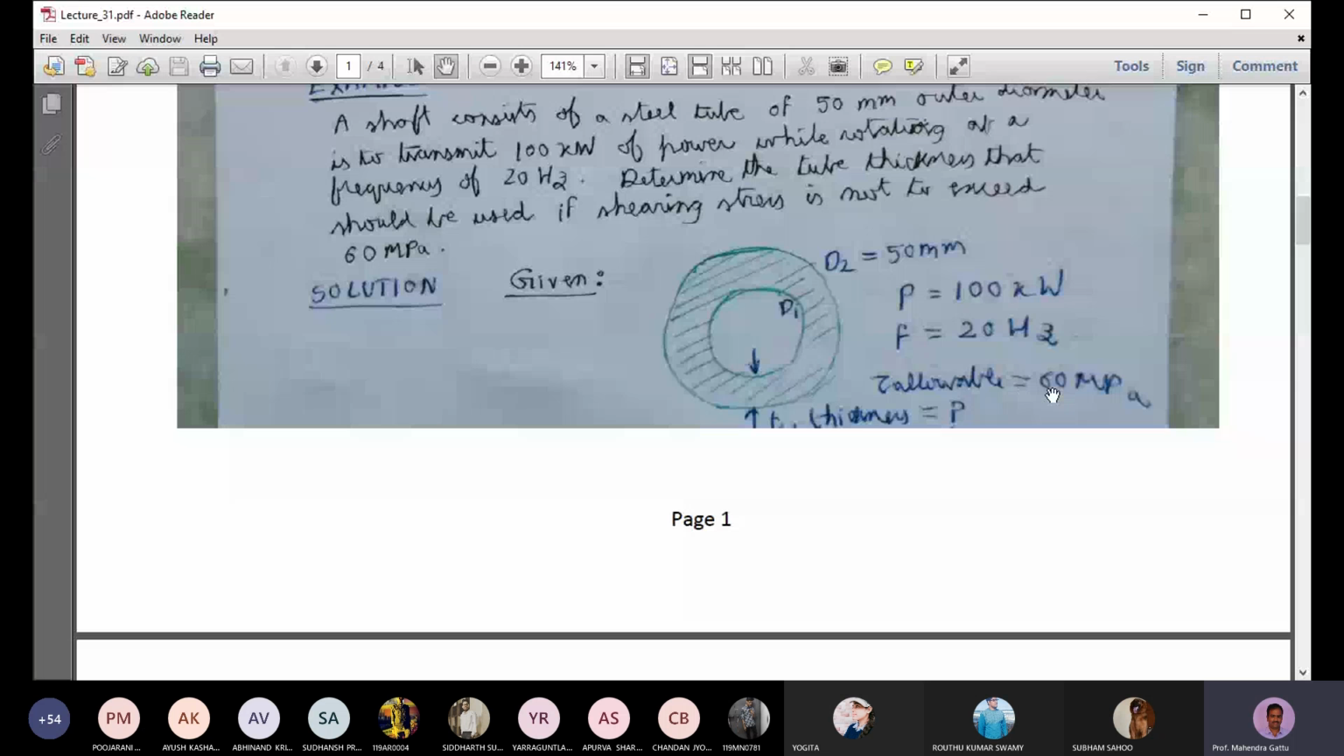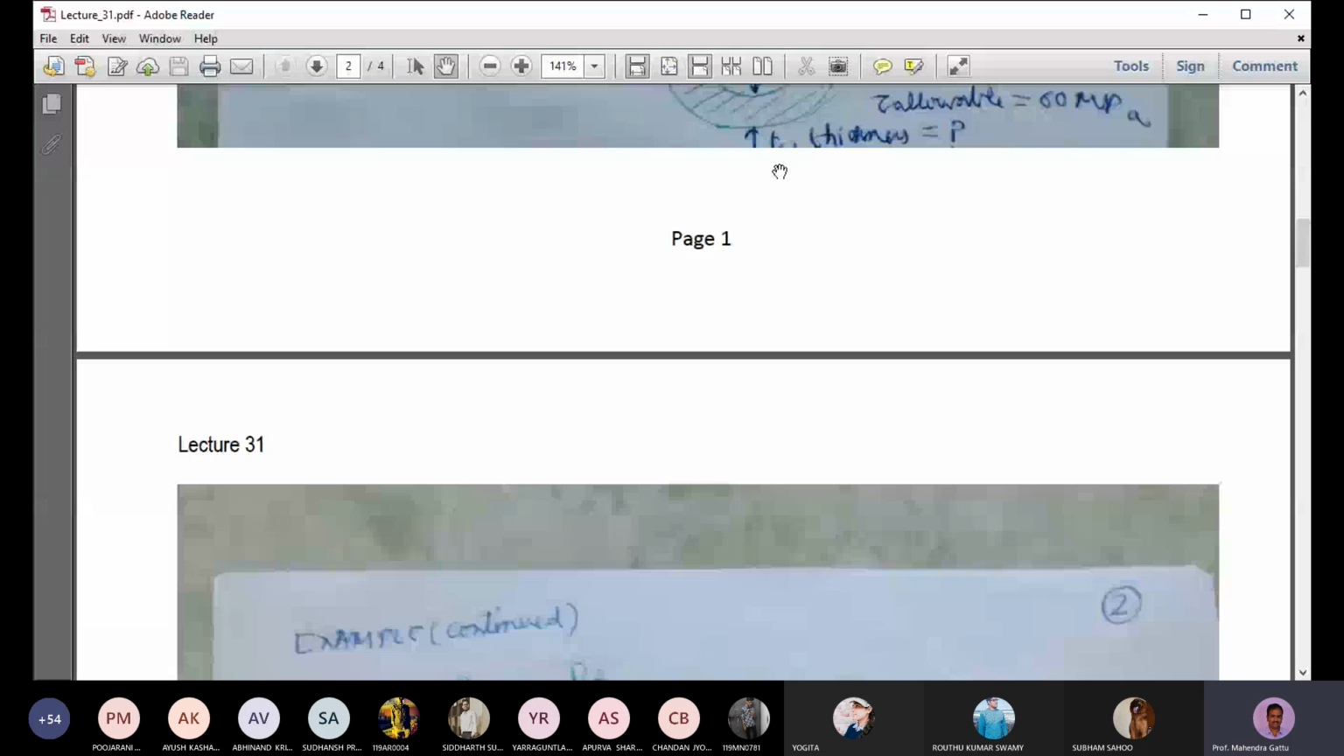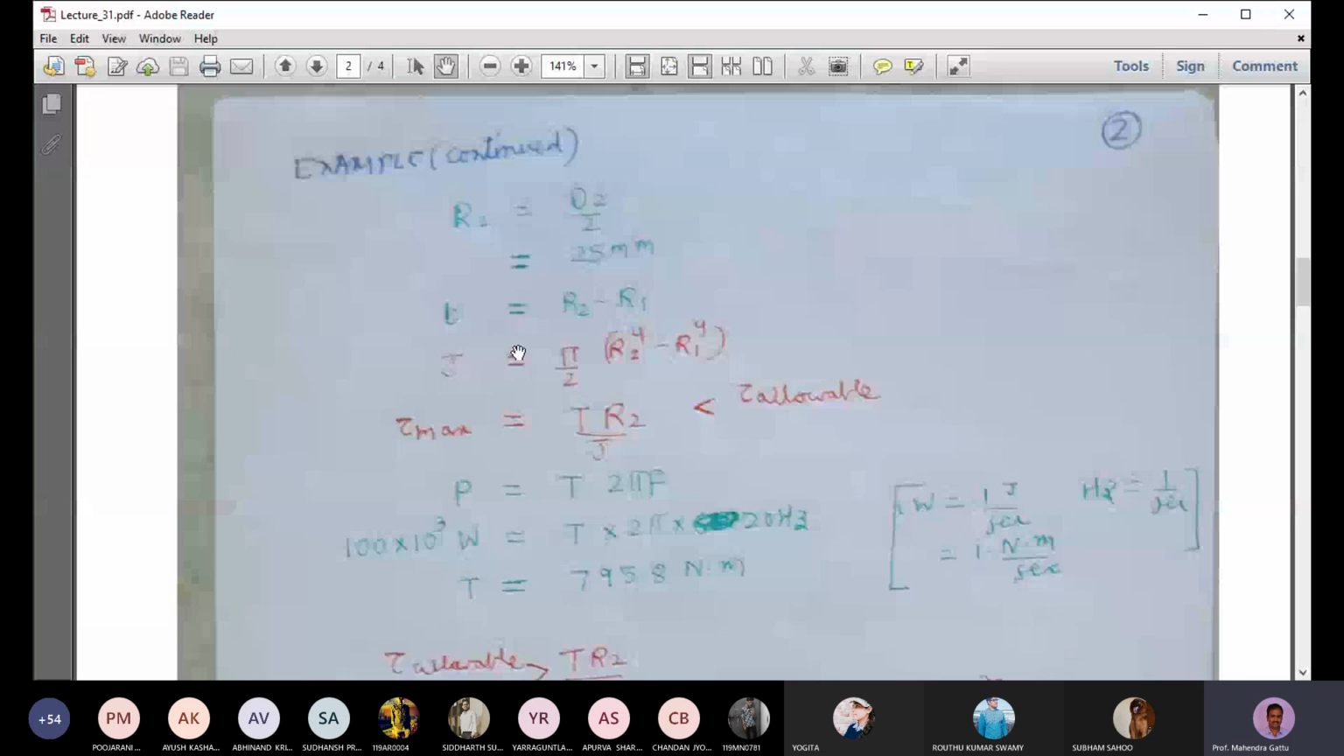Thickness we can express in terms of the inner radii and the outer radii. So outer radii is R2, inner radii is R1. So T is equal to R2 minus R1. So that is the thickness. And polar moment of inertia we can write as pi by 2 (R2 power 4 minus R1 power 4).